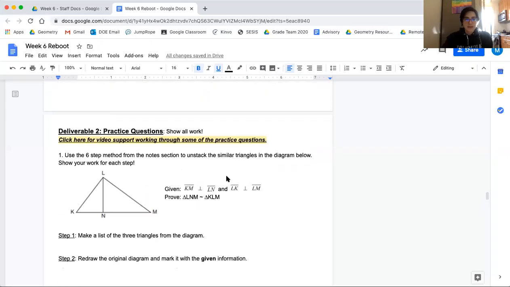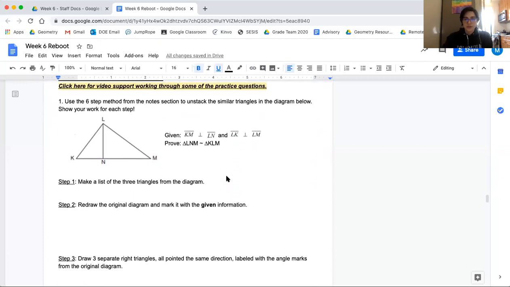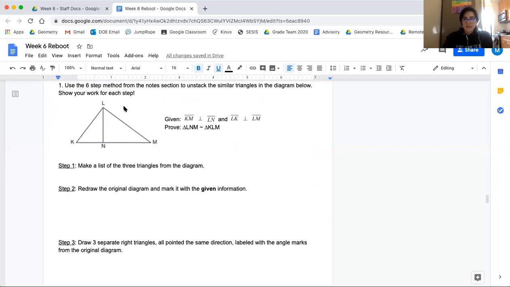So I am at Deliverable 2, which is your practice questions. We're going to use the 6-step method you just read through on the previous page to separate this triangle diagram, these stacked triangles. And in order to do this, we have to look at our given and our proof statements. So given that line KM is perpendicular to line LN and line LK is perpendicular to line LM, prove that triangle LNM is similar to triangle KLM. So we're comparing this one right here to the big one.